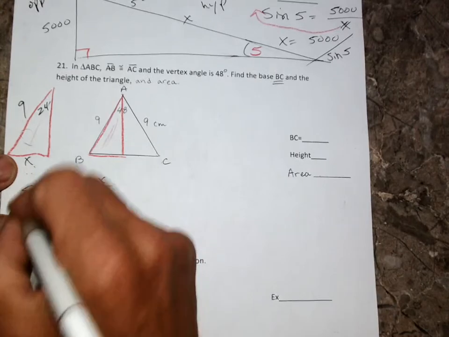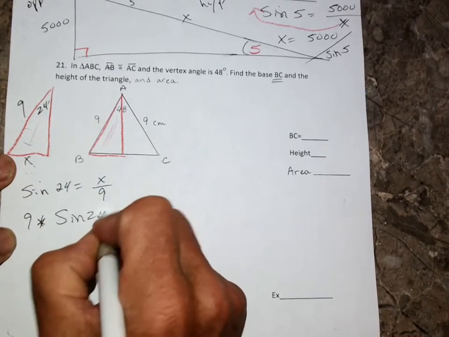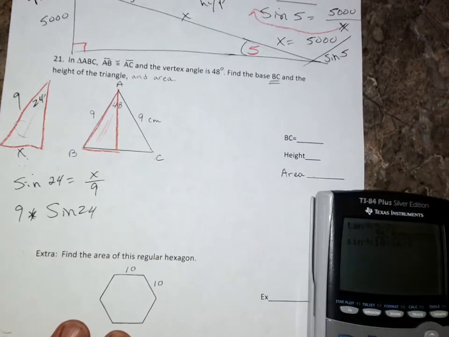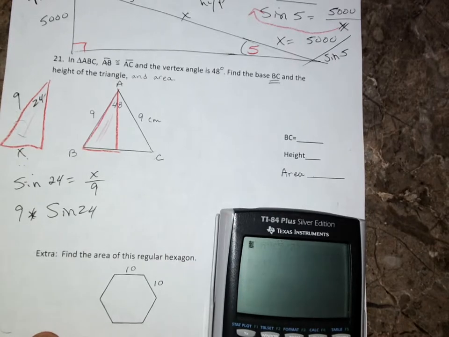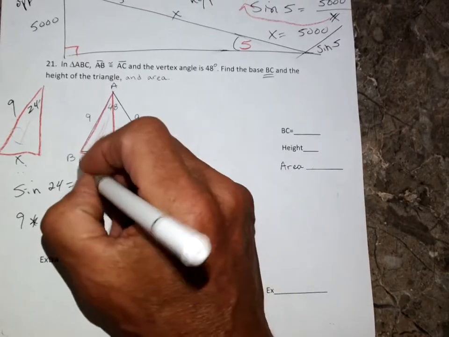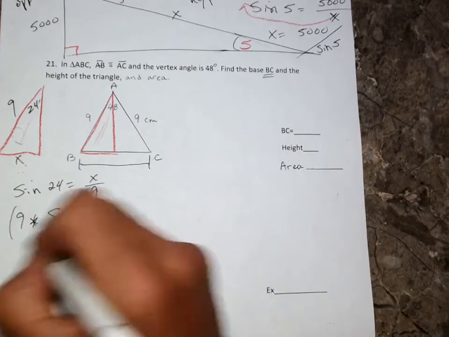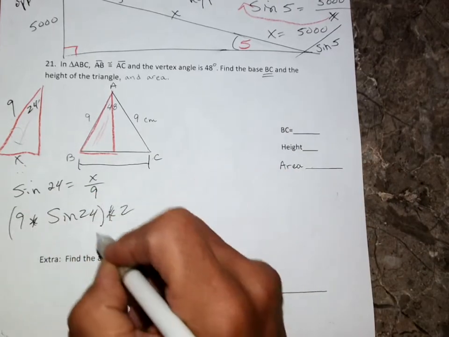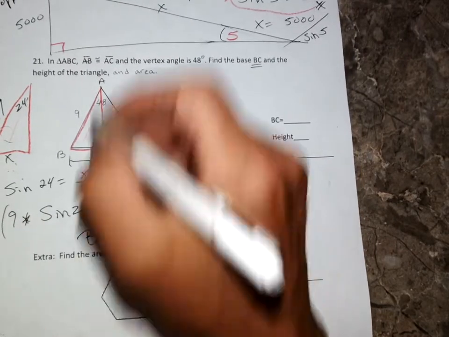I'm going to multiply up my 9 times the sine of 24, and I should get the answer. So I use my calculator, 9 times sine of 24. Whatever I get, I'm going to double, because you need both. So take this answer and times it by 2, and that will give you the value of BC.